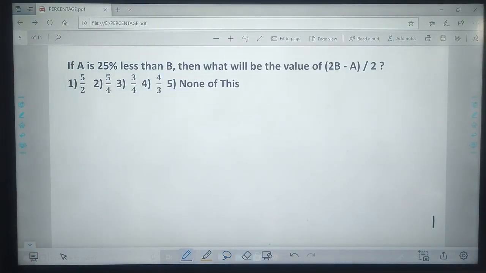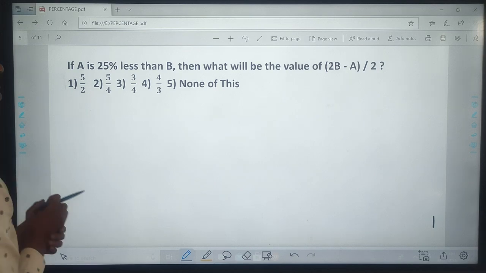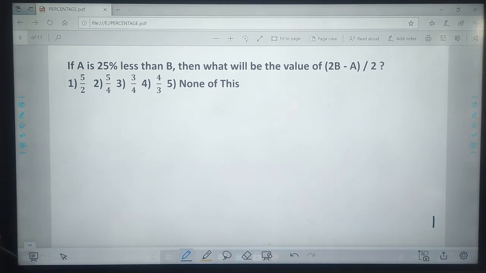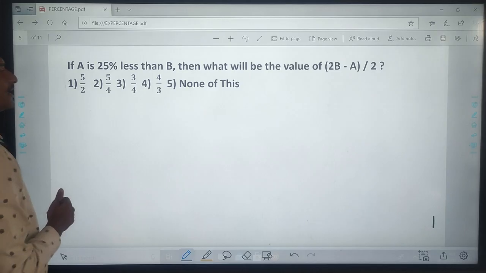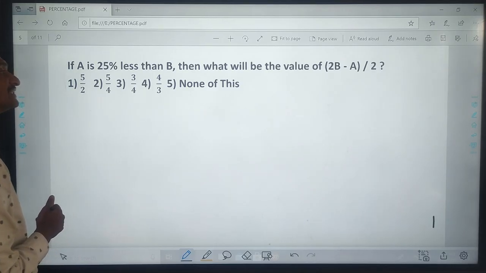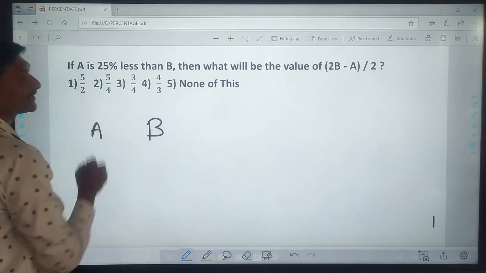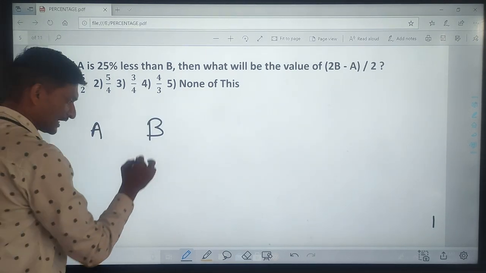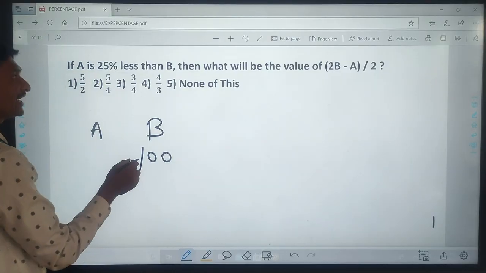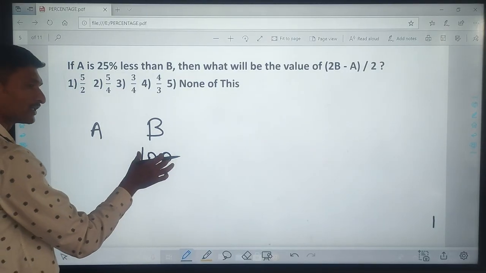A is 25% less than B. Then what will be the value of twice B minus A divided by 2? Here A is 25% less than B. That is, B is 100.